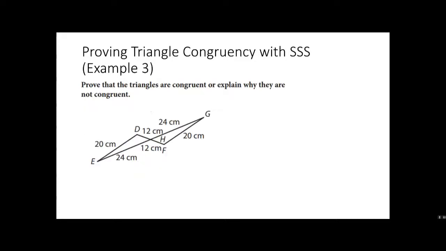All right, let's prove these ones. Let's see. We have 12 centimeters here for our small guys. That's a pair of sides right there that are the same. We got a 24. It seems to be the longest, that are the same. All right. Now all we need is our second pair of congruent sides, which they are both 20 centimeters. So yeah, these guys are definitely congruent.